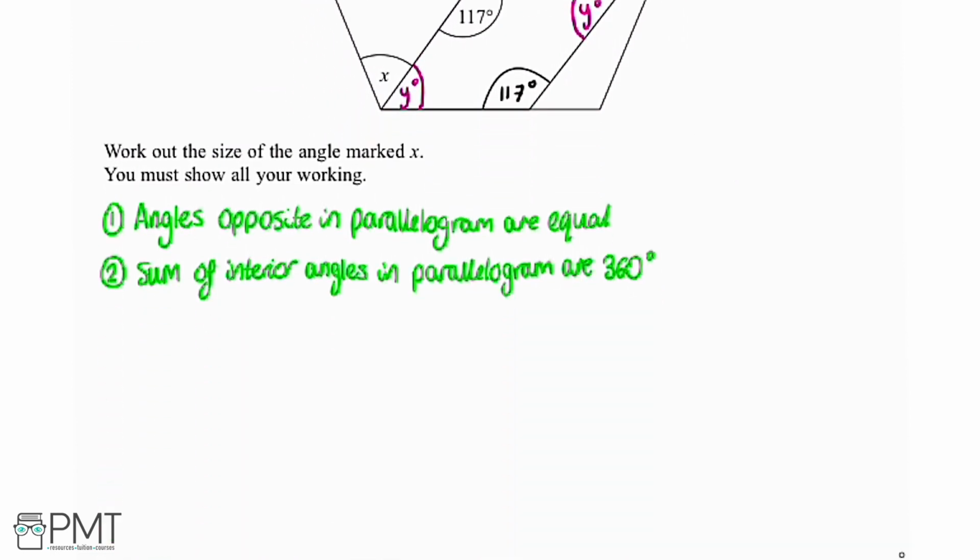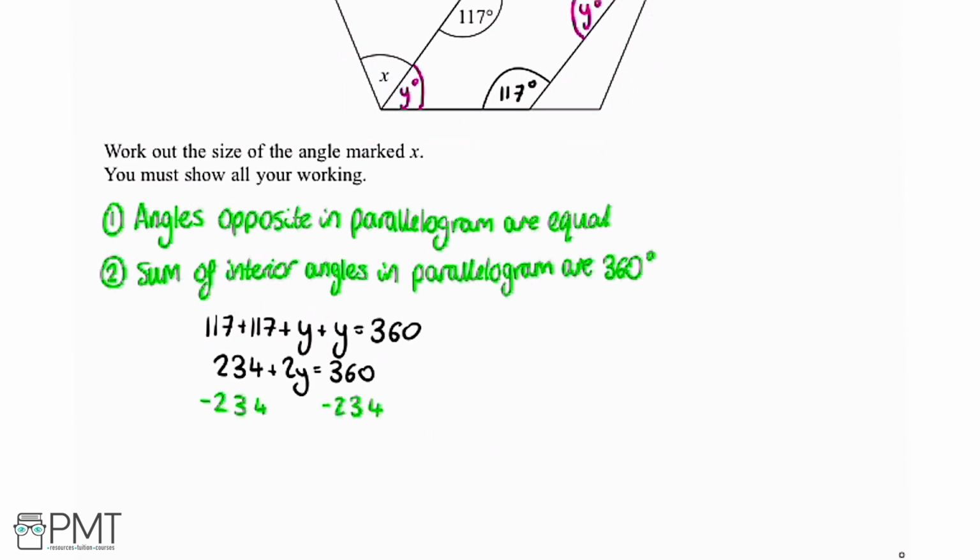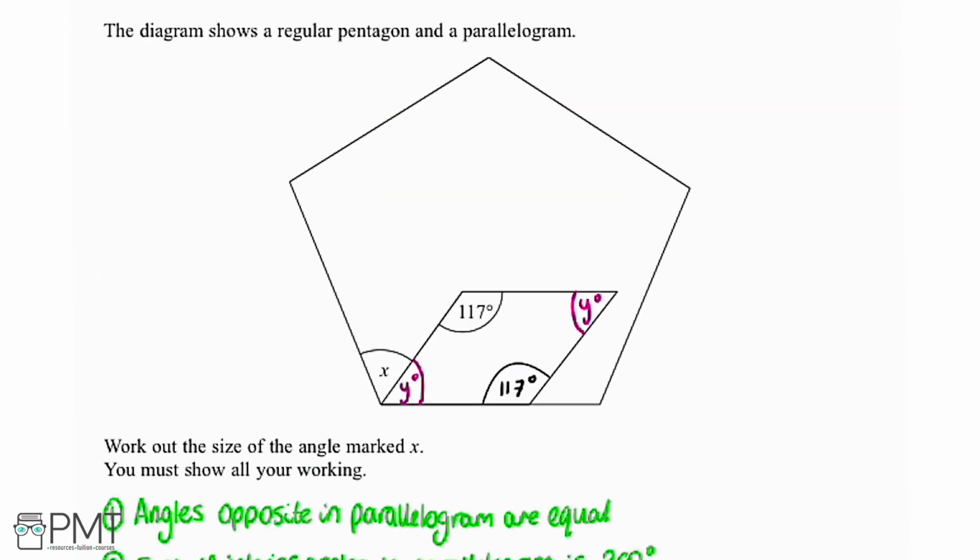We can say that 117 plus 117 plus 2y equals 360. So adding these together, we get 234, and then 234 plus 2y equals 360. Now if I subtract the 234 from both sides, I'm going to get that 2y equals 126. And now just to get y by itself, if I divide both sides by 2, the 2 and the 2 cancel, leaving us with y equaling 126 divided by 2, which is 63. Great, so now I can go up here and replace these y's with 63 degrees.